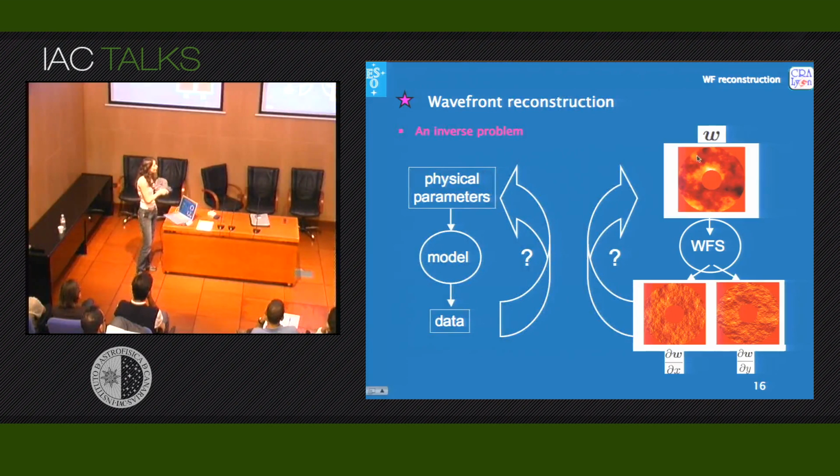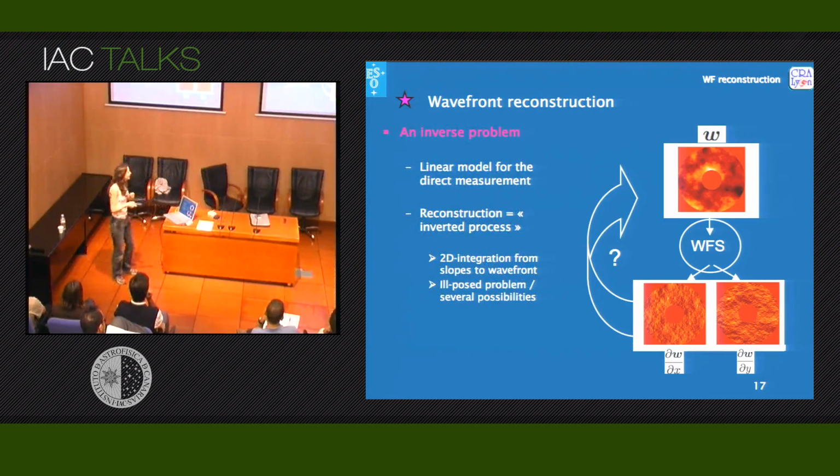For this, what we do is we model the wavefront sensing process with a linear model. And the reconstruction consists in inverting this model process. In this case, it consists in a two-dimensional integration from the slopes to the wavefront. And this is an ill-posed problem. It means that there is an infinity of possible estimations of the wavefront, so you have to find the one nearest to the true wavefront. So it's not that easy.